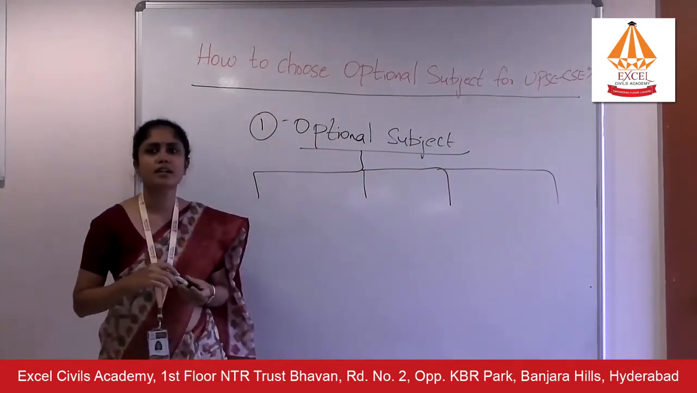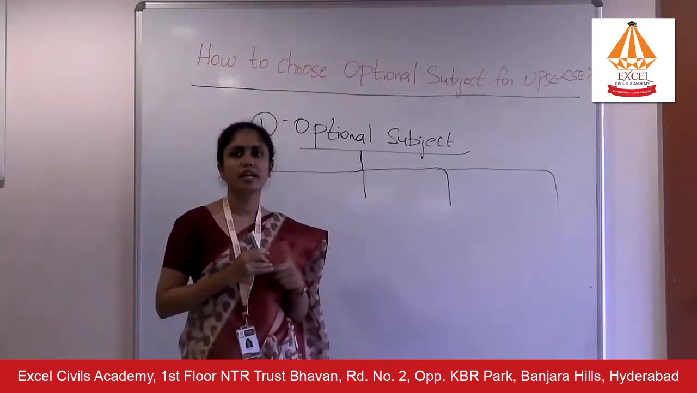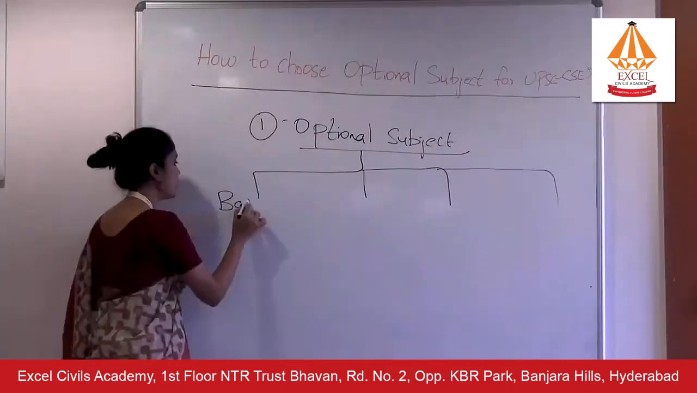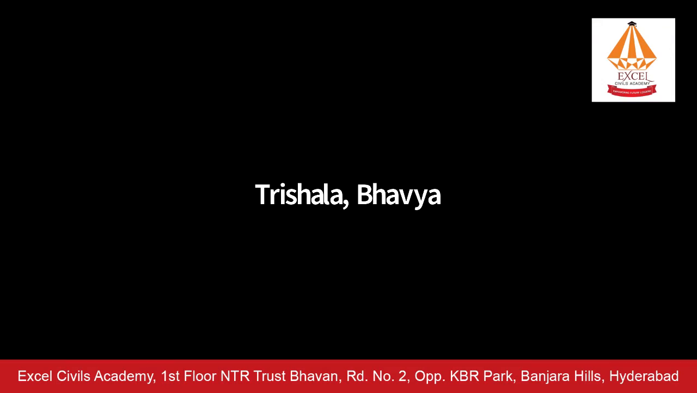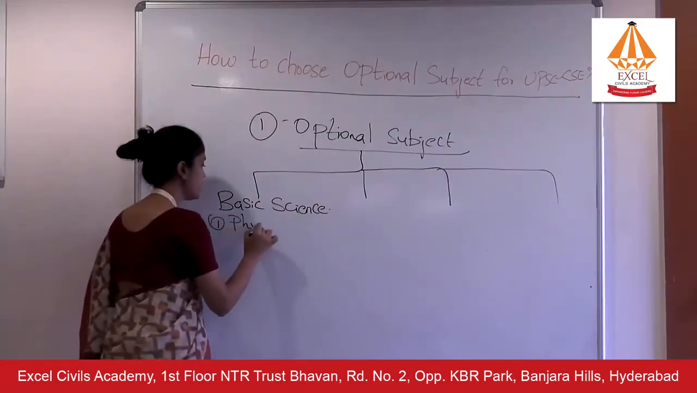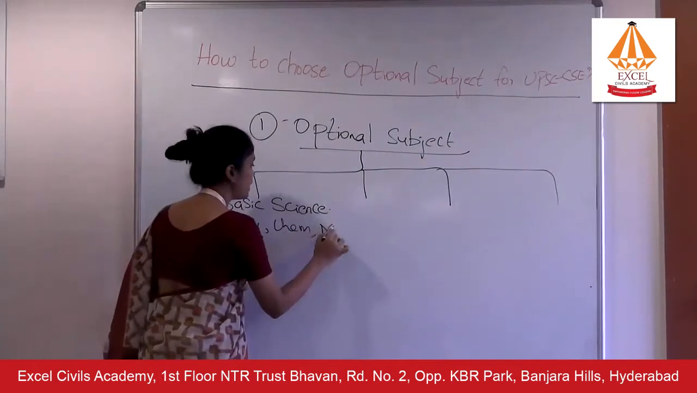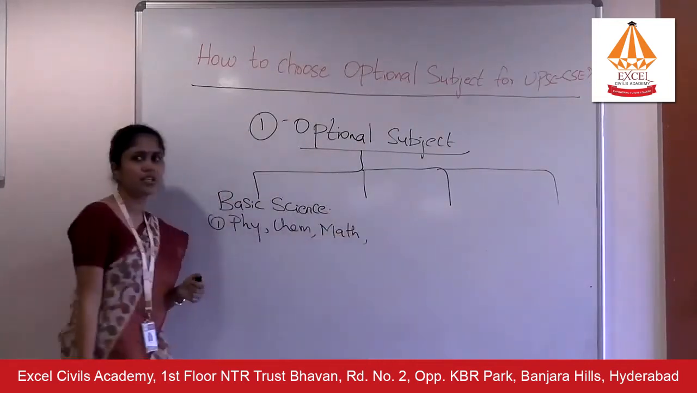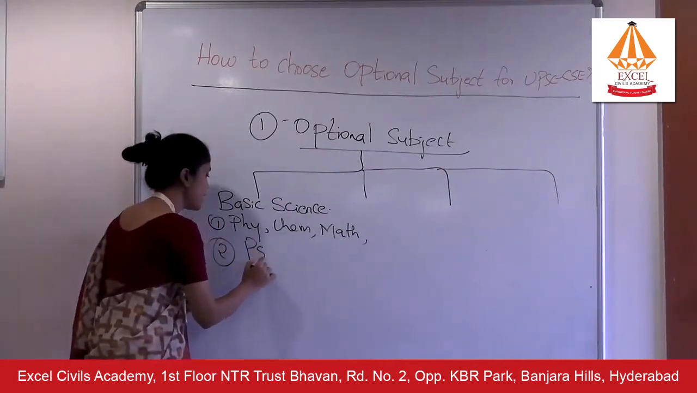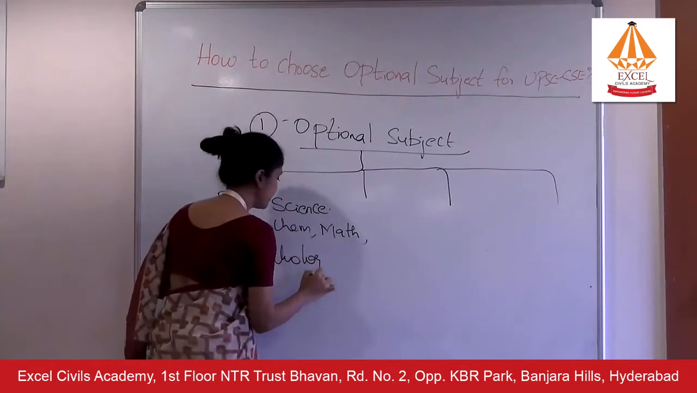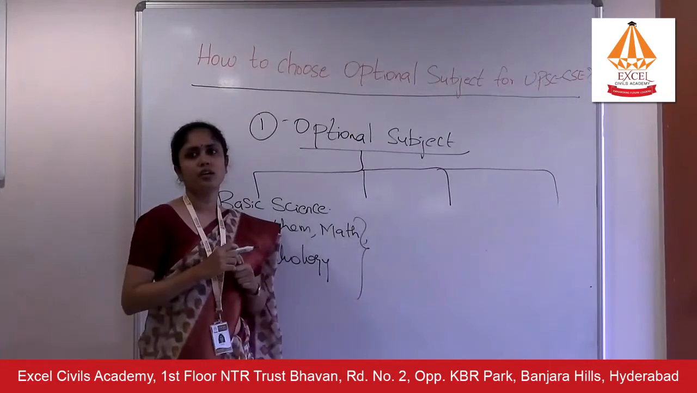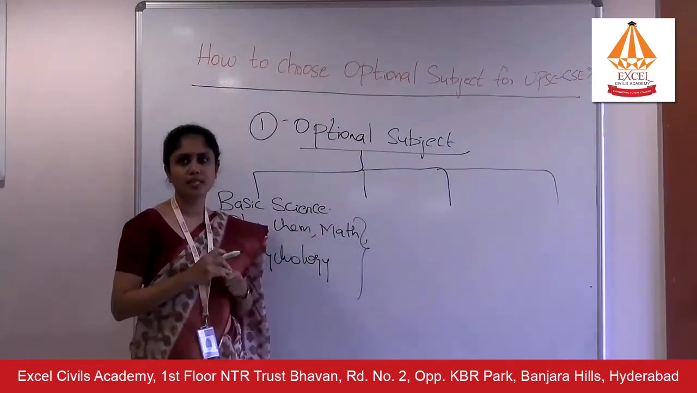Generally, optional subjects are categorized along the following lines. You have your basic science optionals. Within these basic science optionals, you have physics, chemistry, mathematics, biology. Then you have subjects like psychology. All these are basic science optionals which are available to you. You can choose one of these optionals for your UPSC mains examination.